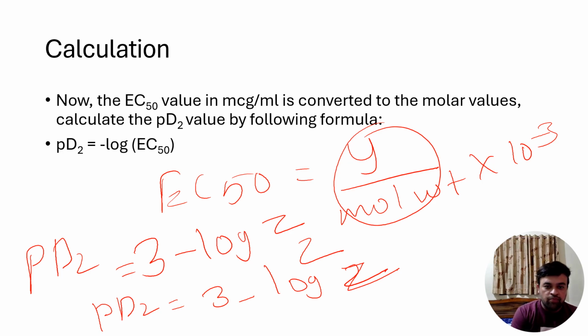Considering this y divided by molecular weight as Z, how can we calculate the pD2? pD2 is equal to 3 minus log of Z, and Z is nothing but y divided by molecular weight. So this is the simple calculation of the pD2 value. And as you know, the pD2 value indicates the potency of the agonist. So that's all for the calculation. It is a very simple calculation.